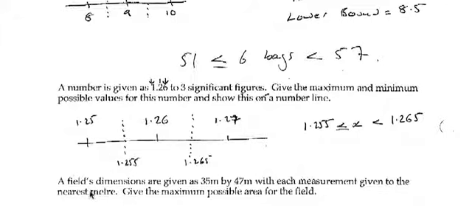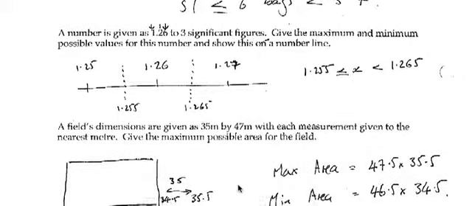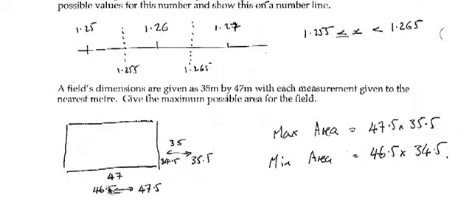So each measurement is to the nearest meter. So the width of the field will be between 34.5 and 35.5, and the length will be between 46.5 and 47.5. So our field looks like that, with this length actually being somewhere in that range, and this width actually being somewhere in that range.